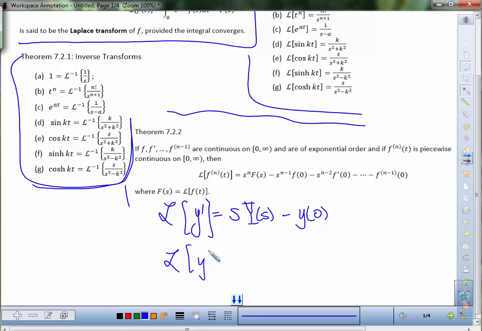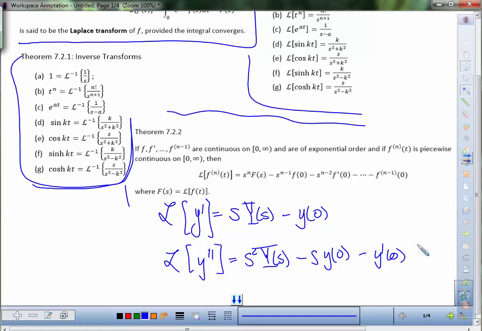And we should be able to generalize this. Well, I mean, the generalized formula is here, so we should be able to just easily compute the other stuff. So the second derivative is s squared Y of s, the function in the S world, minus s to the first power, n is equal to 2, times f, or the original function, evaluated at 0. And then you run down the line, you get one more, which is s to the 0 power times y prime at 0.